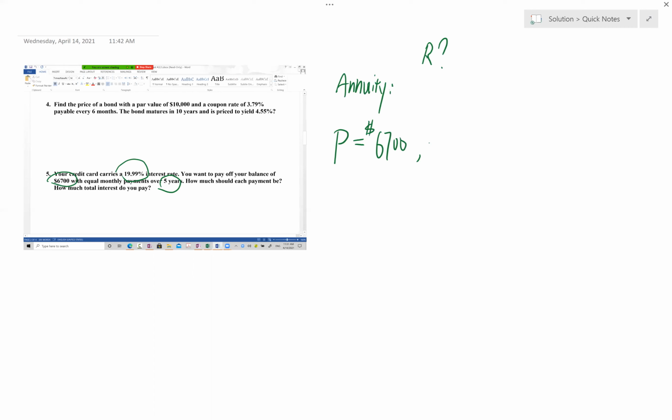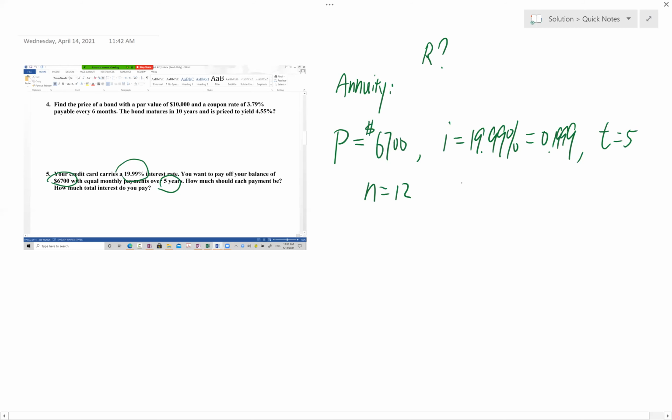Okay. We also know the interest. Interest is 19.99%, so this is 0.199. Okay. The time T is 5 years. And the number of compounding periods is 12 per year. You're making monthly payments, 12 times on a yearly basis. All right, now what we try to solve for is the regular payment, and let's get to it.